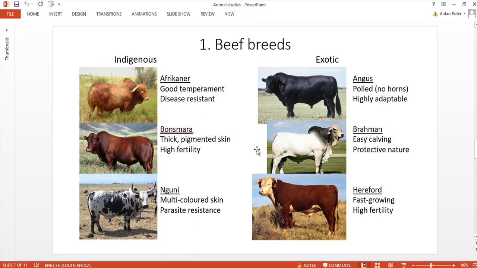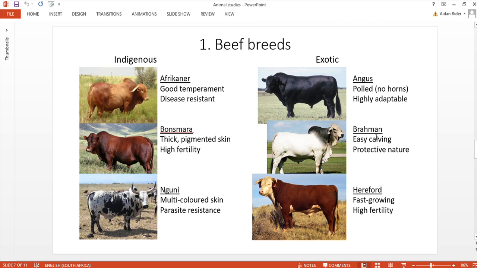Then with the exotic breeds, we have the Angus. They're usually black, but not always. And what makes them unique is they are polled. Polled means they have no horns. So they're very nice to work with because you don't really get hurt easily. Then they are highly adaptable, meaning no matter where you breed them or where they live, they can handle the heat, they can handle the cold, and so on. So they are adaptable to the environment.